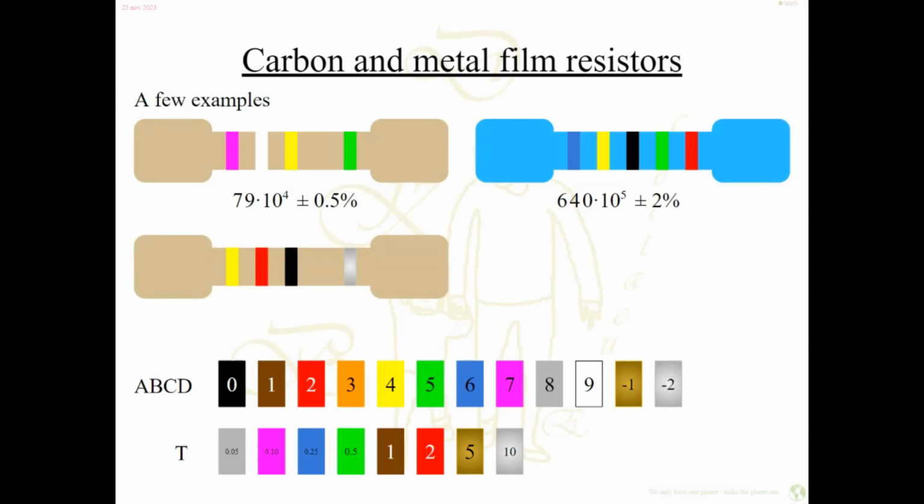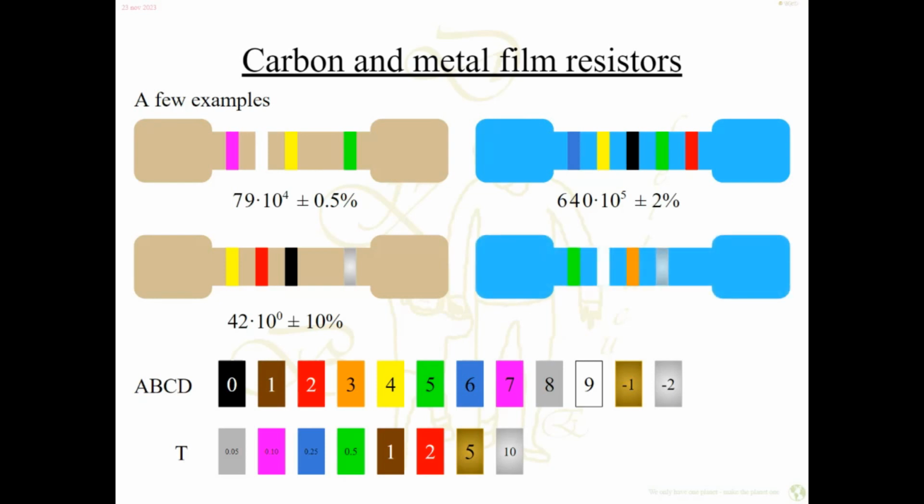This one, can you already guess? Yellow, red, black, silver. Yeah, 42 times 10 to the power of 0. Yeah, we can also do that. Plus or minus 10%. And the last one, last example, one more. Let's just do one more. This one.